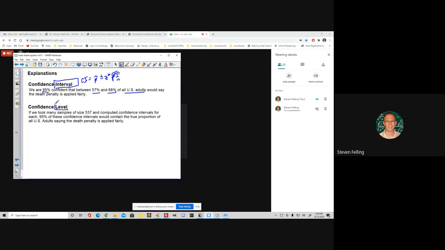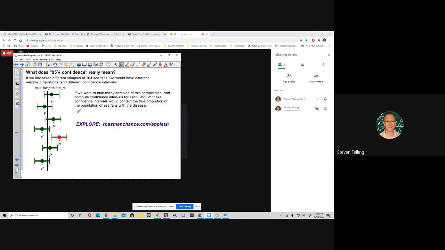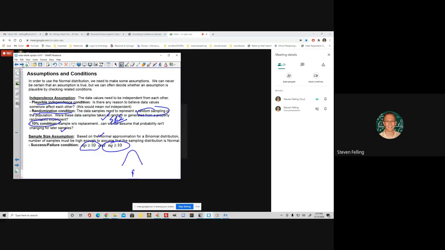If you're asked to explain the confidence level, that's the 95% part. This is the standardized wording: if we took many samples of size 537 and computed confidence intervals for each, then 95% of those confidence intervals would contain the true proportion of all US adults that say this is being applied fairly. You have to make reference to the idea that if you were to do this experiment many times, you'd get a different p hat value, and each one would have a confidence interval. 95% of those intervals are going to contain the real value, and 5% will miss it. So this is the standardized wording we know AP likes.